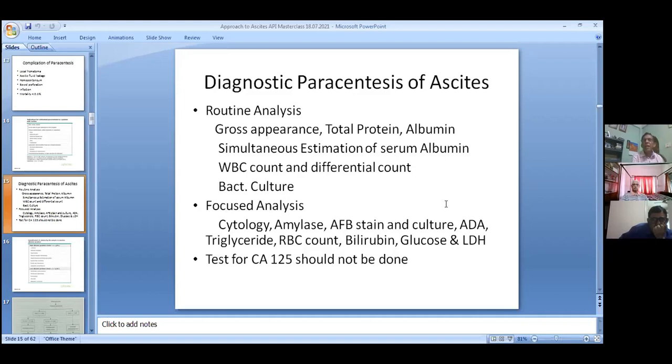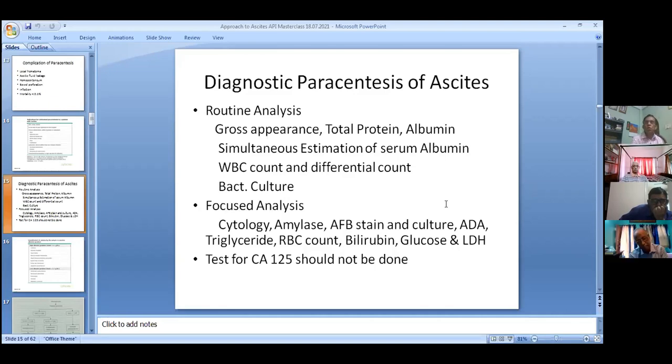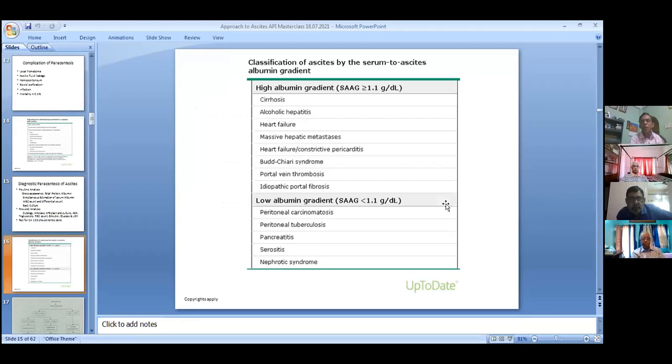The most important thing that I should reiterate is that the CA125 test, either in the blood or in the ascitic fluid, should not be done, because it is elevated when there is distension of the abdomen and mesothelial cell activity is high, and it will be falsely high. So only in a case of strong clinical suspicion of ovarian malignancy should the blood test for CA125 be given, but otherwise ascitic fluid and blood CA125 should not be done in the evaluation of ascites.